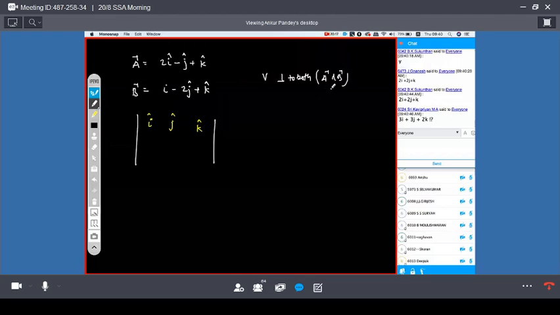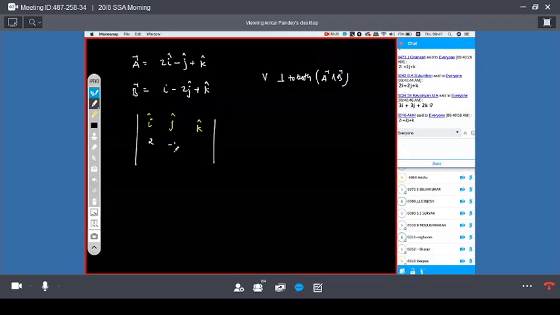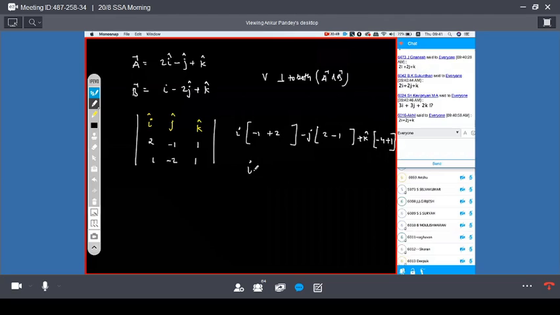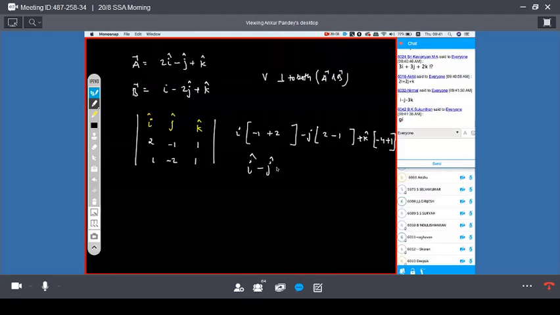Then you write, if you have to do A cross B, then you will be like 2 minus 1, 1 minus 2, 1. Then you know how to simplify it, right? i is minus 1 minus of minus 2, minus j is 2 minus 1, plus k is minus 4 minus of minus 1. Got it? 2 minus 1 is i, 2 minus 1 minus j, and minus 3k.